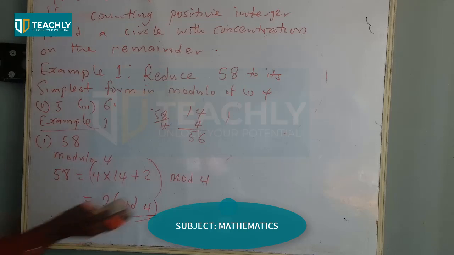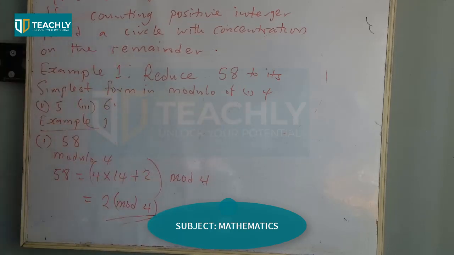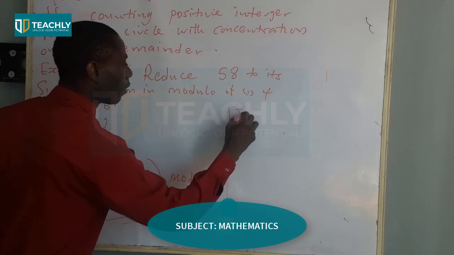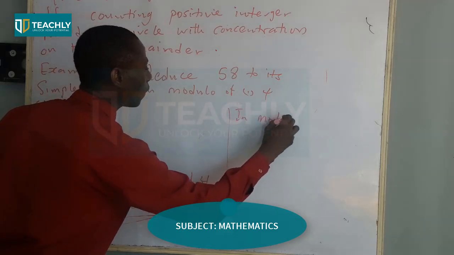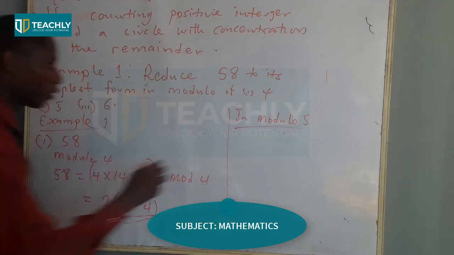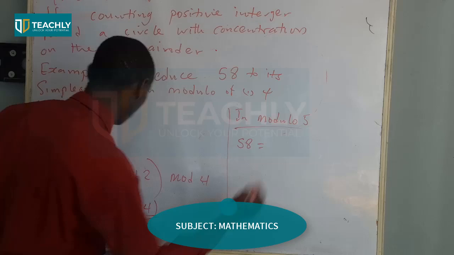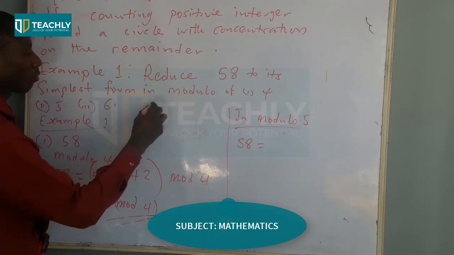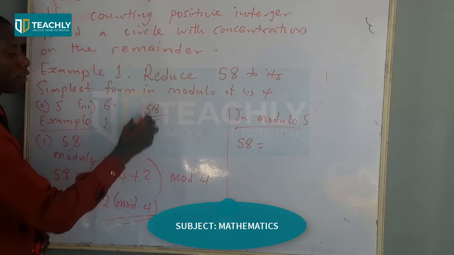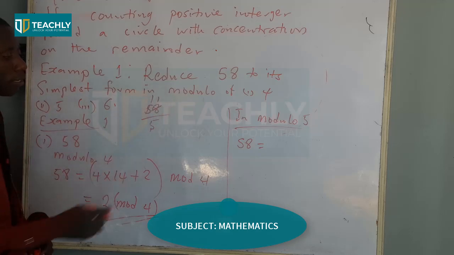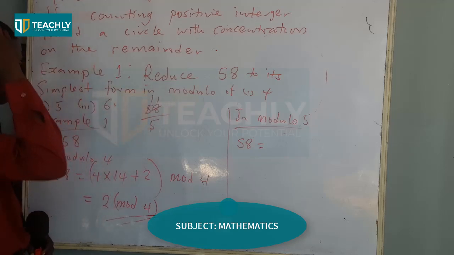Okay, let's look at a second one. In the second one, we are operating in modulo 5. To operate in modulo 5, you are going to have 58 equals to, you will say how many 5 can you find in 58? 5 in 8, you have 1. That means you are going to say 11.